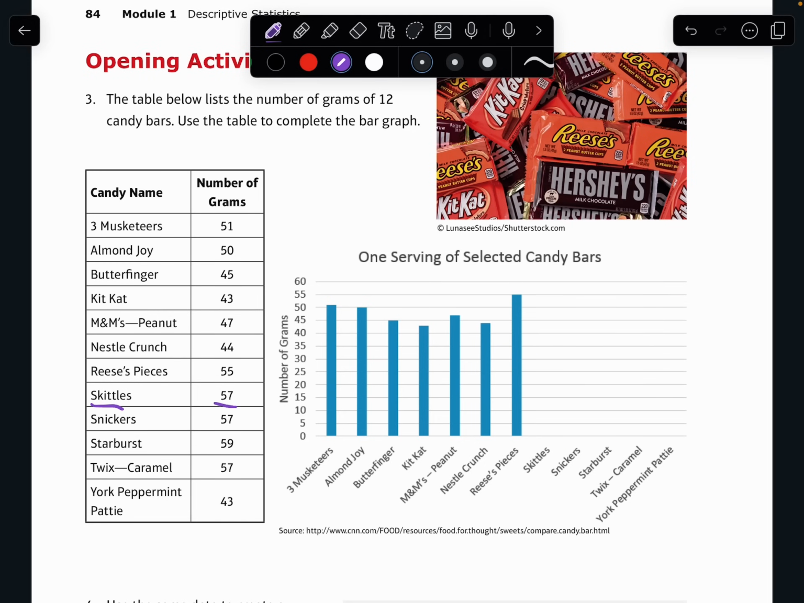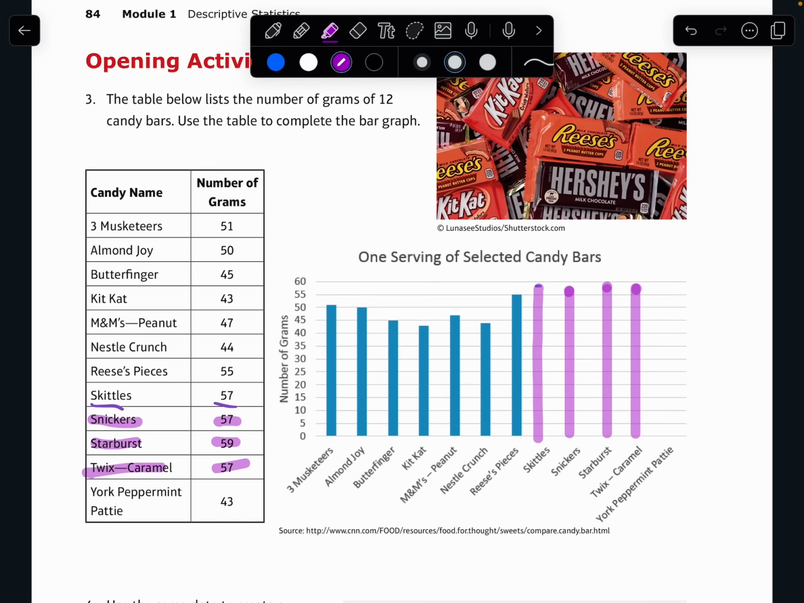So we have Skittles at 57. So it's probably over here somewhere. I'm just going to highlight it to make it easier. And then we have Snickers at 57, so same thing. Then Starburst at 59, so as close as I get to that. Very nice. Twix, caramel flavor. I didn't know there was such a thing as that. But anyway, we're at 57, so right here. And then York Peppermint Patty, so 43. That's probably it right there. All right, cool. So we just completed that.